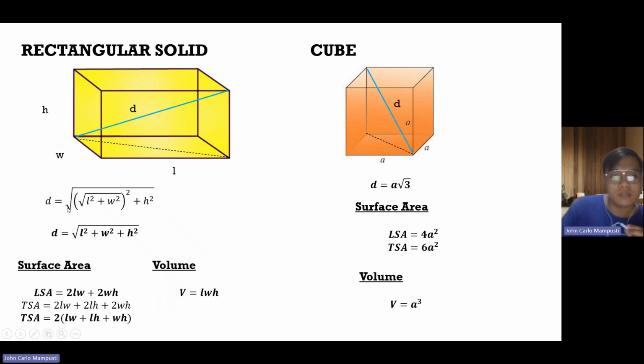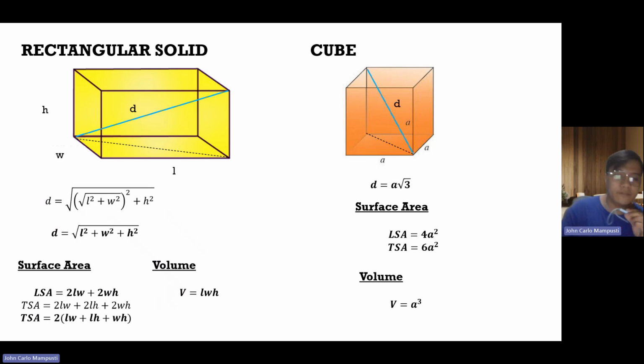So, D is equal to the square root of, okay, yung kanina, we have yung diagonal natin dito sa may plane na ito. This is equal to square root of L squared plus W squared. So, ito yun. Okay? So, square natin yan plus H, which is the height, squared. So, therefore, yung diagonal natin dito is equal to the square root of L squared plus W squared plus H squared. Wherein L is the length, W is the width, and H is the height.